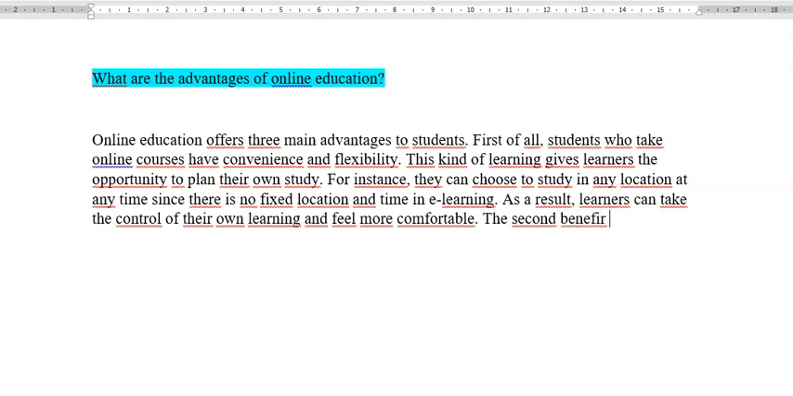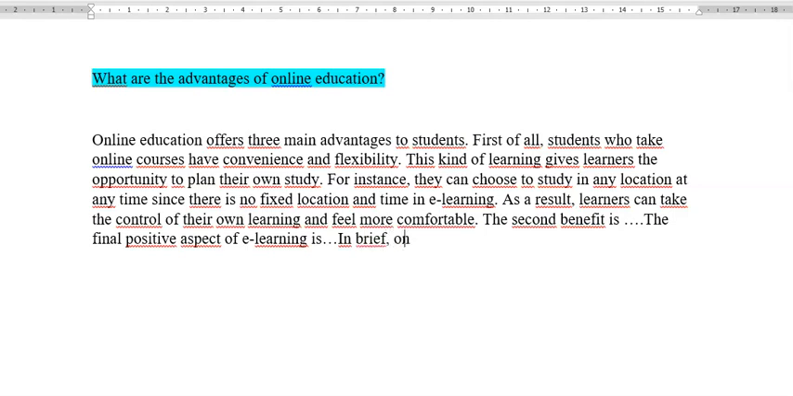Let's say the second benefit is, so you can write this part, and let's move on to the third one. So we can say, for instance, the final benefit this time. So the final positive aspect of e-learning is, so you can complete this part again. So, and now I can finish my paragraph.